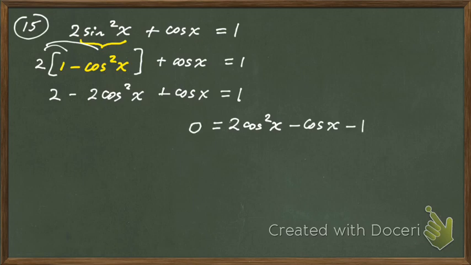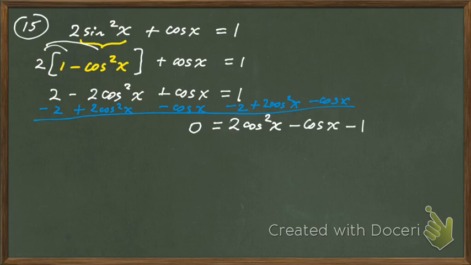Does everybody see what I did? I subtracted 2. That gave me the -1 on the right. I added 2 cosine squared, which gave me the 2 cosine squared. And I subtracted cosine. Basically, I made it equal 0. I just moved everything to the right. If you want it on the left, just change all your signs. It'd be the same thing.